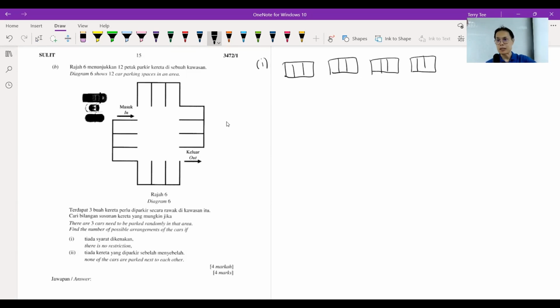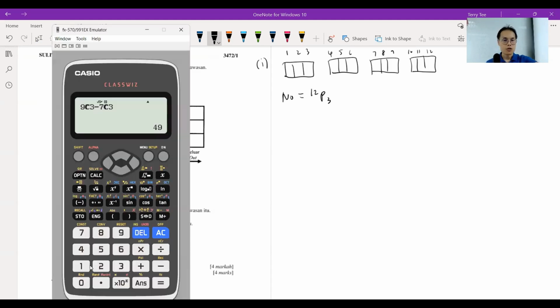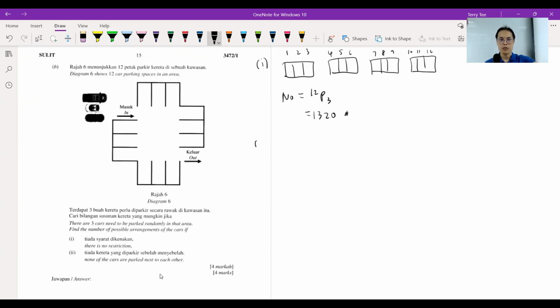Right? So it doesn't matter when you park. This is your let's say position number one. Your parking bay has a position, right? 1, 2, 3, 4, 5, 6, 7, 8, 9, 10, 11, 12. So there are 12 ways. So if there's no syarat, there's no condition, and you have 3 cars to be parked in 12 different parking space, we say 12 arrange 3. Okay, use your calculator. 12 P 3. My answer is 1320. Okay, Roman 1 I think is still quite okay, not difficult.